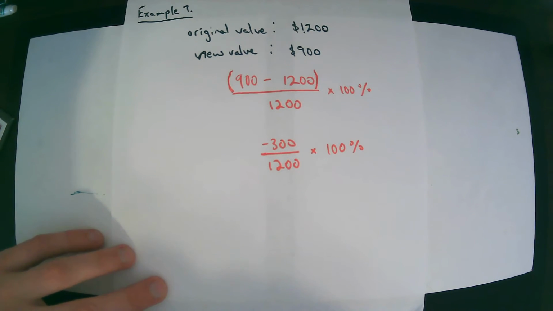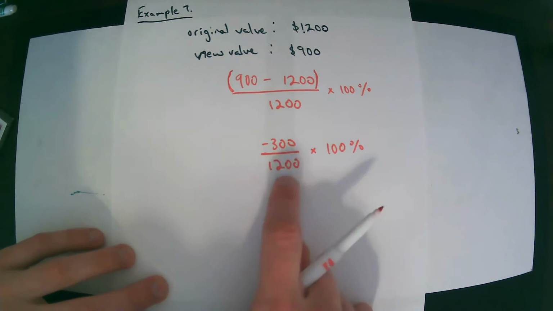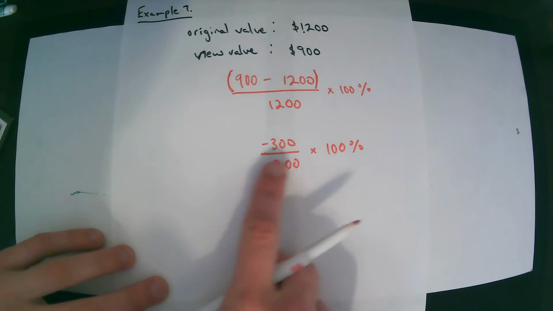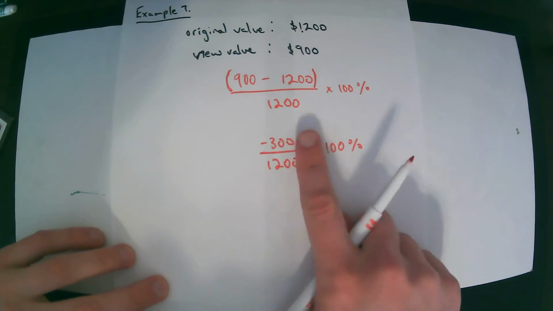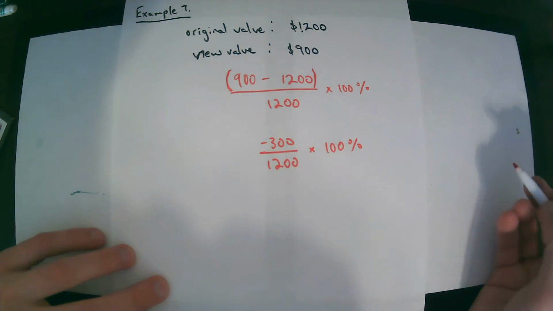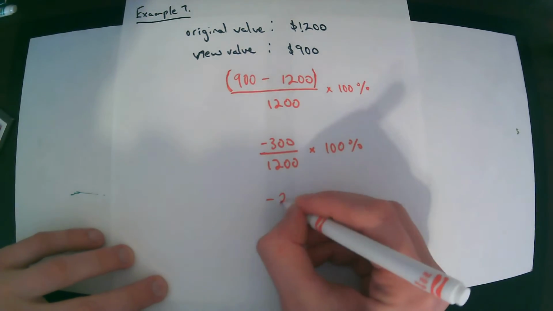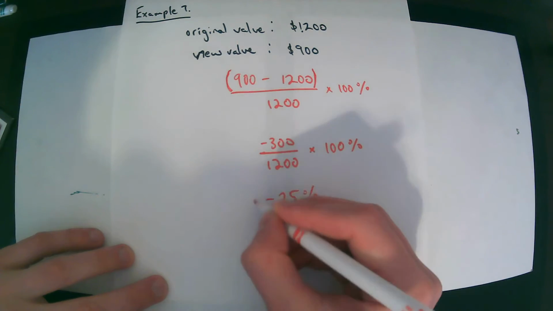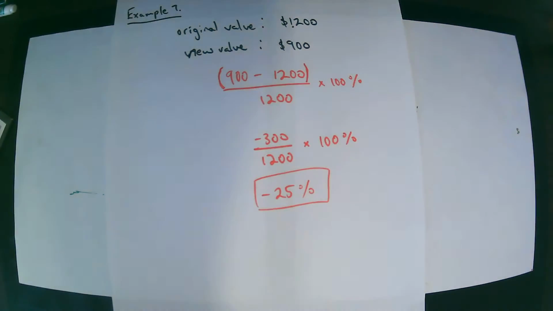Negative 300, just doing that separately, and then dividing, that's 1/4, right? 3 out of 12, canceling the extra zeros. That's a quarter, 0.25, it's negative. Times 100% is going to give me negative 25%. And like I said, if it's negative, it was a decrease. I mean, they already told us it was a decrease anyways. But in case it wasn't clear enough, there's a negative percentage.